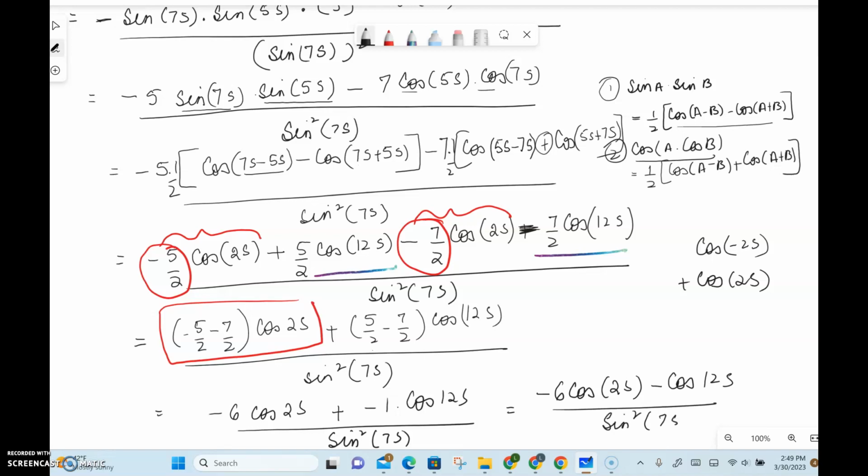Now note that all this simplification comes from pre-calculus. We are just using some formulas to simplify, but if you stop here, I think it should still be okay.